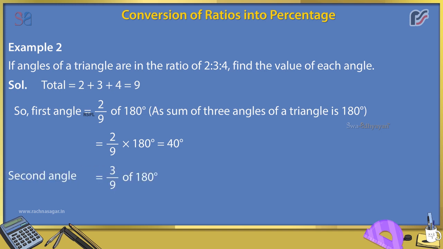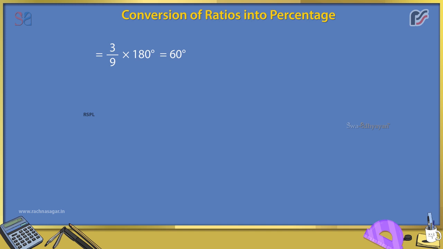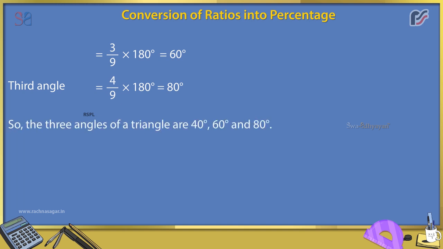Second angle is equal to 3 by 9 of 180 degree, which is equal to 3 by 9 into 180 degree, is equal to 60 degree. Third angle is equal to 4 by 9 into 180 degree, is equal to 80 degree. So, the three angles of a triangle are 40 degree, 60 degree and 80 degree.